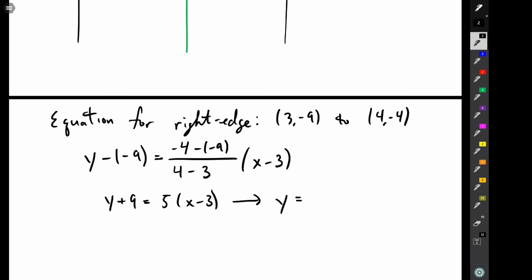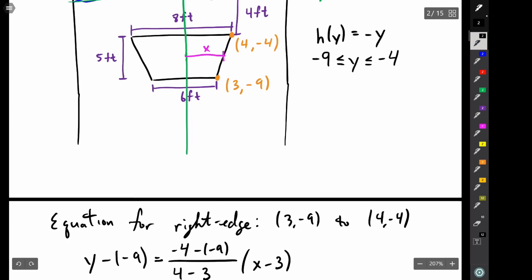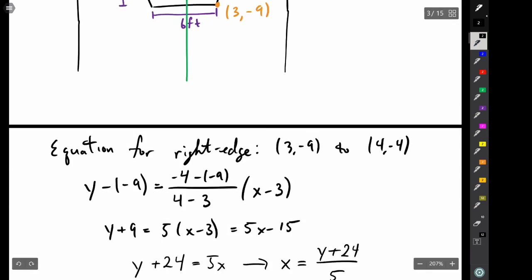Let's see. We actually need to solve this for x, because we need a function of y. So let's multiply out the right-hand side. This is 5x minus 15. Moving the 15 over, we have y plus 24 equals 5x. And so x equals (y plus 24) over 5. Now again, remember that X is this distance right here.